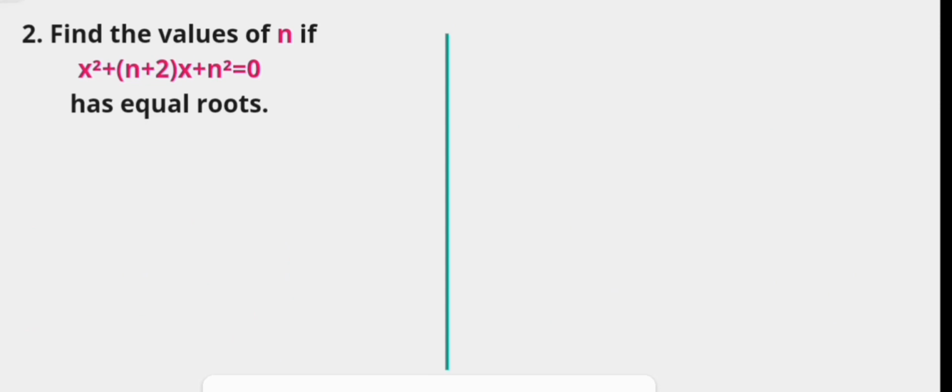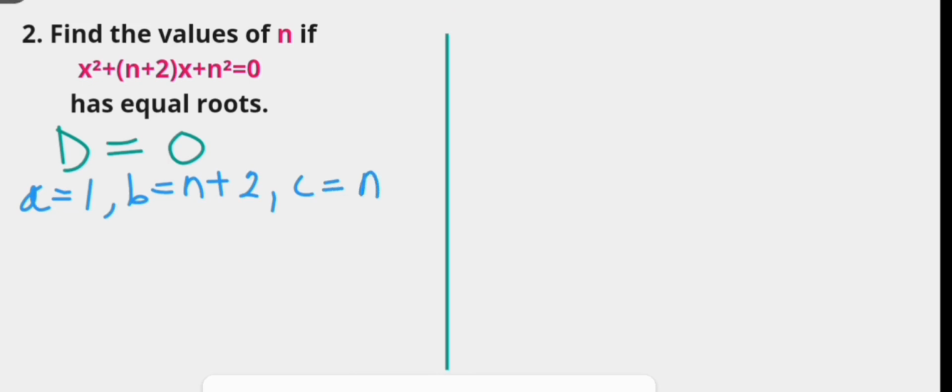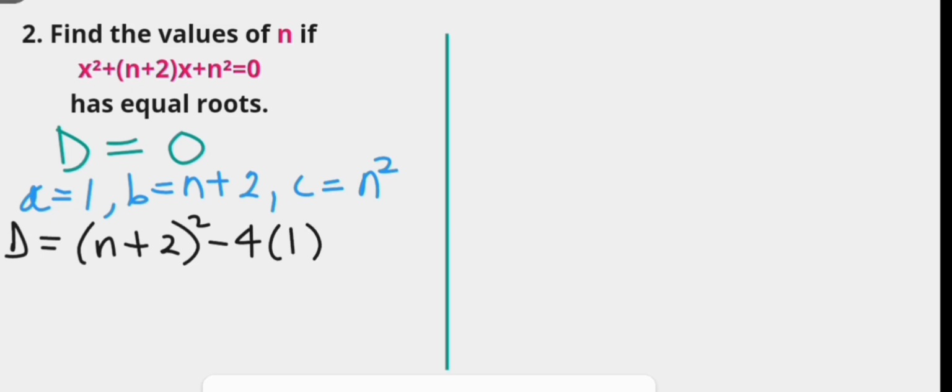In the second one, we want to find the values of n for which the quadratic equation x squared plus n plus 2 x plus n squared equals 0 has equal roots. And if this has equal roots, then the discriminant d must be 0, where a is 1, the coefficient of x squared, b is n plus 2, and c is n squared. Thus, the discriminant d, which is b squared, n plus 2 squared, minus 4 times a, which is 1, times c, which is n squared, must be equal to 0.